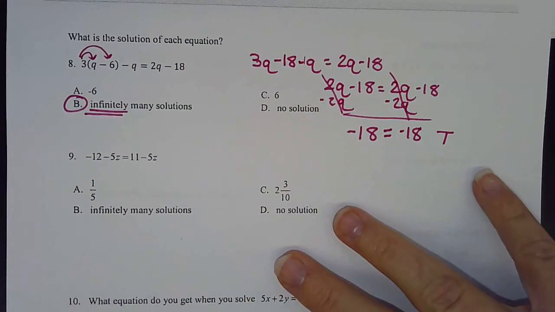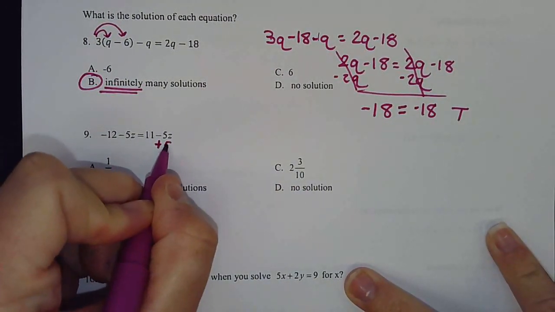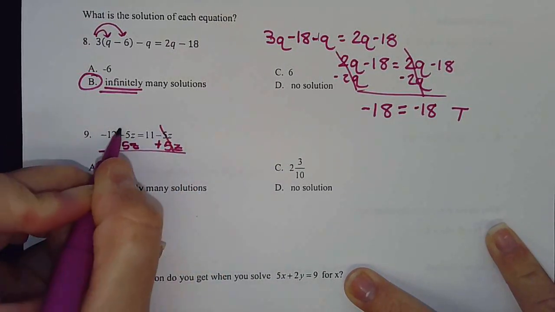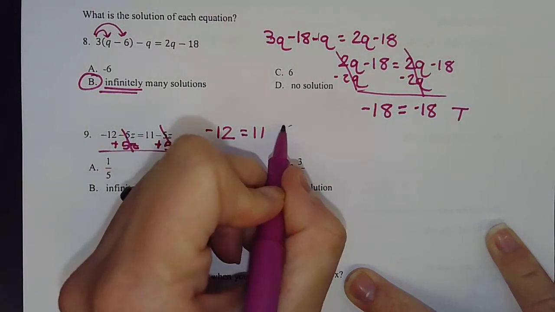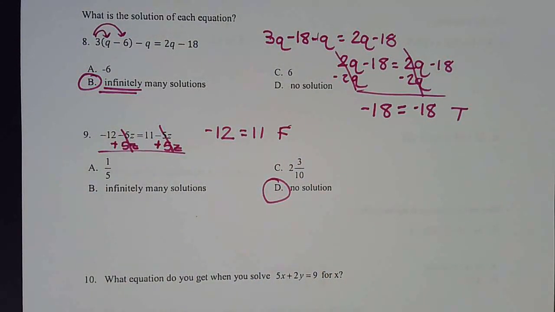For number 9, no distributing, thank goodness. So we're going to add 5z, cancels, and you have negative 12 equals 11, which is false. So that's why it's no solution. Any questions on that one? Those two.